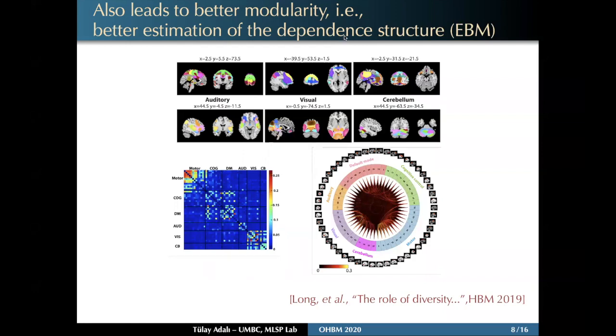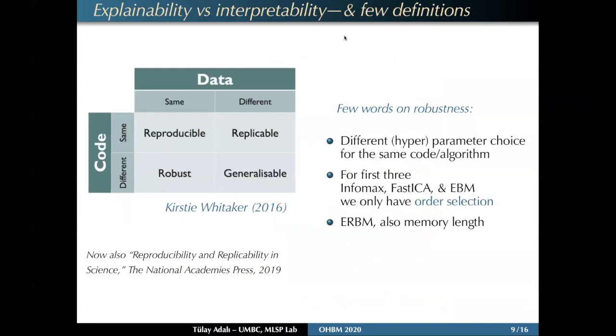So after this very brief introduction to ICA, let's just come back to our definitions. So first, explainability versus interpretability. Now, explainability is the broader umbrella, which includes interpretability and also implies reliability of the solutions. So the final solutions that we obtain, they should be reliable, they should be auditable in a way. So there is a lot more we are asking when we want a solution to be explainable. So in that sense, this whole umbrella, reproducibility, replicability, robustness, and of course, ultimately generalizability, they are all implied under the big explainability umbrella, in addition to interpretability.